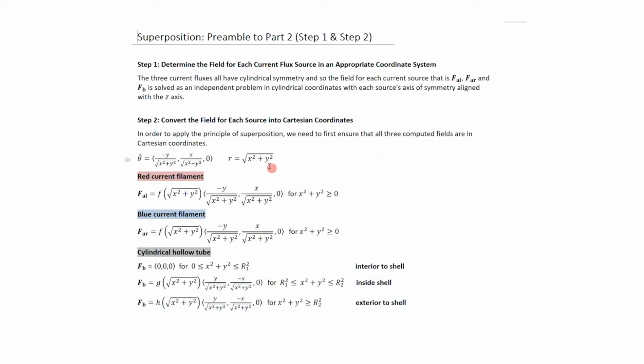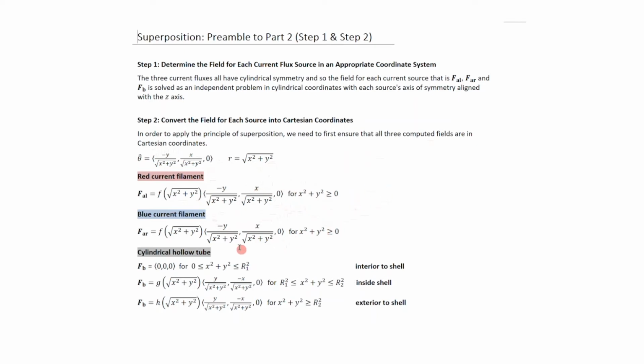And this, of course, is the magnitude. This would be r, which is just the square root of x squared plus y squared. So if we do this for the red current filament, again, we'd be applying Stokes' theorem, and we would find that the field would take on this value, x squared plus y squared, which is again a function of r. This would be a theta hat vector, and this would apply if x squared plus y squared is greater than or equal to 0. All right, and so this is the case for the filament.